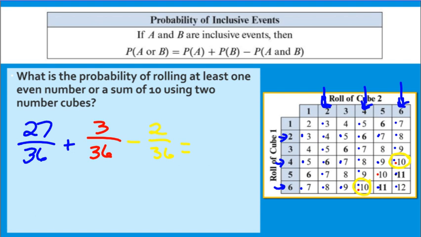27 plus 3 is 30. 30 minus 2 is 28. 28 out of 36. If I divide these by 4/4, I end up with an answer of 7 out of 9. So 7 out of 9 chances I would get either an even number or a sum of 10.